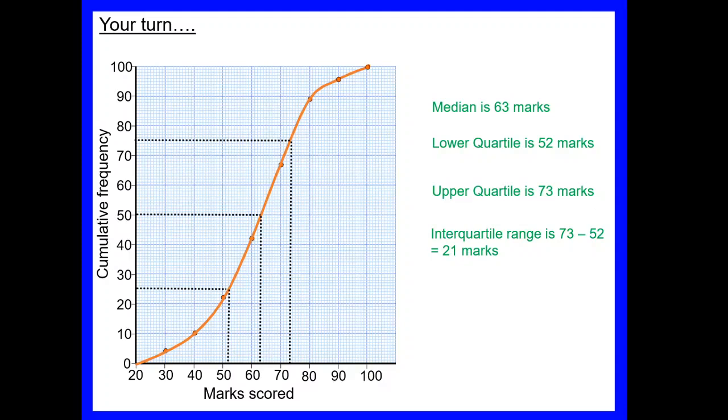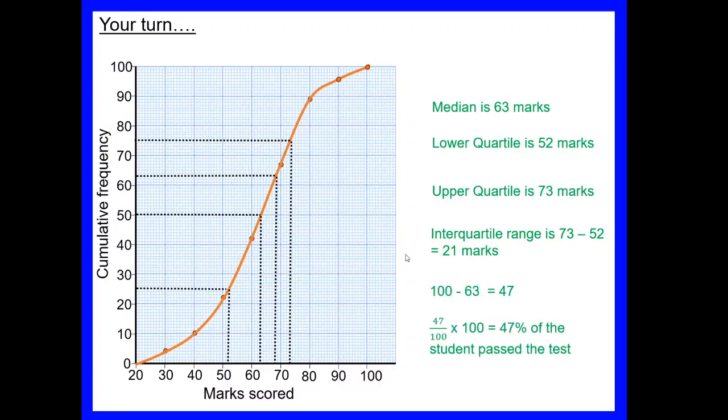Finally then, we were told the pass mark is 68 and asked to find the percentage of students who passed. So this time we're going along to 68 on the horizontal axis and up till we reach the curve and across. And we can see there we've got an answer of 63. Now remember, to pass the test, they needed more than 68. So more than is above the line. So from 63 up to 100. So 100 minus 63 was 47. So there were 47 people.